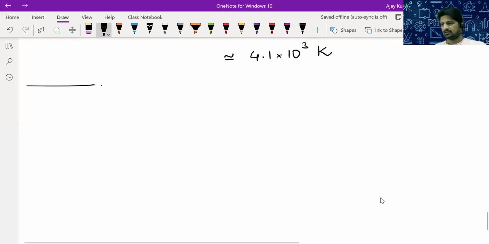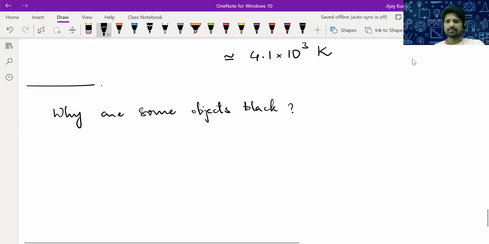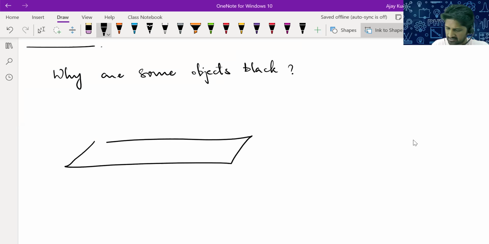Next idea. Now, even in a well lit room, some objects appear black. Why are some objects black? Is black a color? Technically, is black a color? Think about this, all of you. Even in a room which has white light, some objects appear black. Why? Sohan is saying that we see black when no visible wavelength is emitted. Okay. Almost correct.